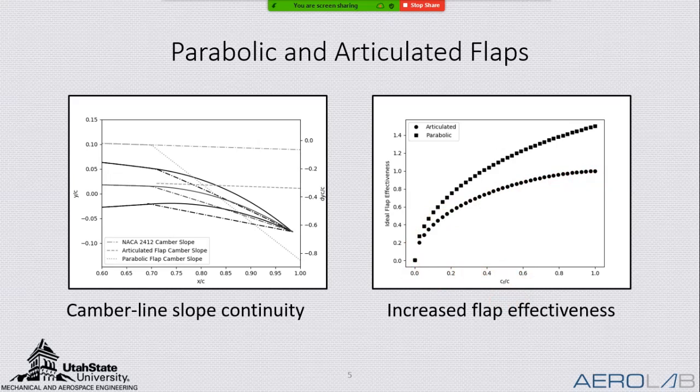The parabolic flap is more effective for every flap chord fraction. Once again, you can see it right here, for example, with a 0.4 flap chord fraction, whereas the articulated flap can never get above a value of unity for an ideal flap effectiveness, the parabolic flap reaches that at about 0.4 flap chord fraction. And so because of this continuity in the camber line slope, and because of the increased flap effectiveness, we designed our morphing mechanism to be a parabolic flap.